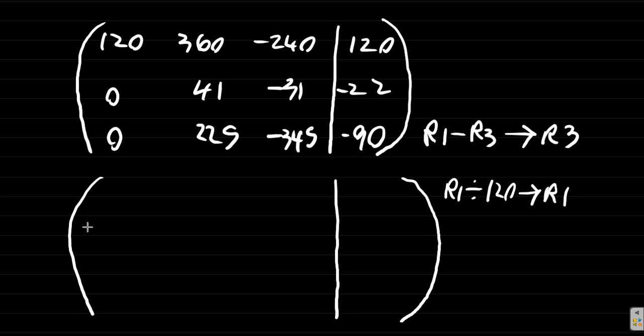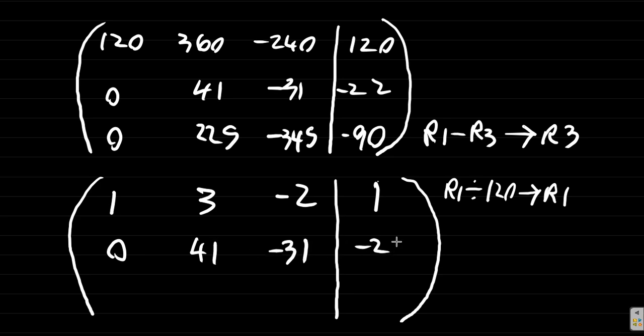120 over 120 is 1. 360 over 120 is 3. Negative 240 over 120 is negative 2. Where does that come from? 120 over 120 is 1. Okay, good. Looks less stressful now. Alright. We have row 2, I mean 0, 41, negative 31, negative 22.